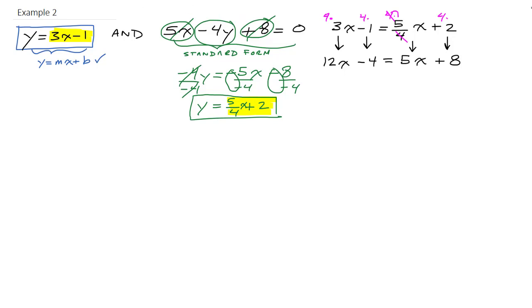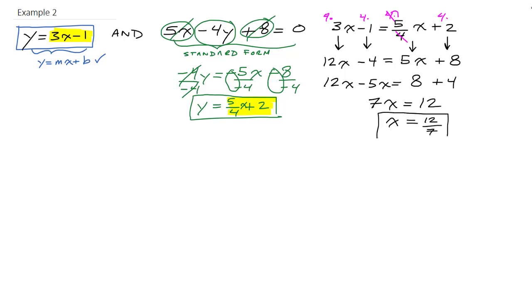Okay, so let's collect all our x terms on one side. So I'm just going to subtract 5x from this side. Let's collect the constants on the other side by adding 4 to the other side. All right, 12 minus 5, we have 7x. 8 plus 4 is 12, and divide both sides by 7, and you're going to get x equals 12 sevenths.